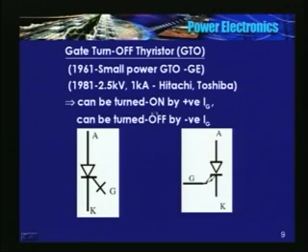It can be turned on by positive IG and can be turned off by negative IG. And here are the two symbolic representations of the GTO. The anode cathode structure is the same, with a cross here or two arrows, positive IG, negative IG. So these are the two symbols used to represent a GTO.